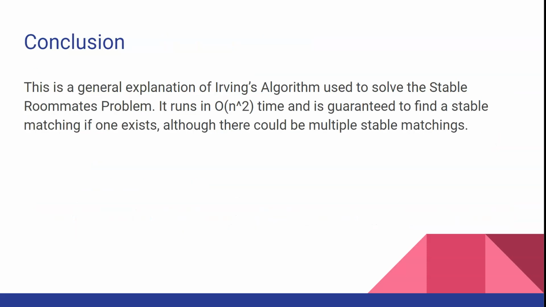So to give a conclusion, this is the general explanation of Irving's algorithm. Irving is the person who came up with this algorithm, which is used to solve the stable roommates problem. And it runs in O of n squared time, as previously mentioned, and is guaranteed to find a stable matching if one exists. Although there could be multiple stable matchings that aren't necessarily unique, this algorithm will find one such matching if it exists. And yeah, that's basically my presentation on algorithmic primitives in the stable roommates problem.